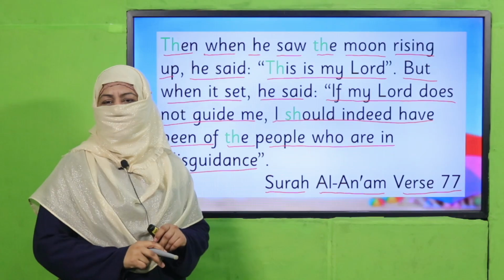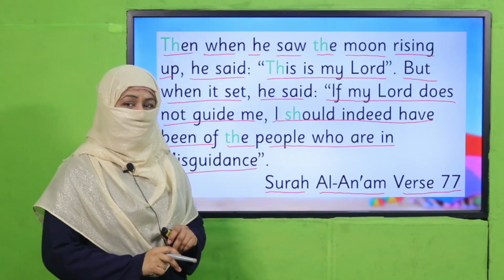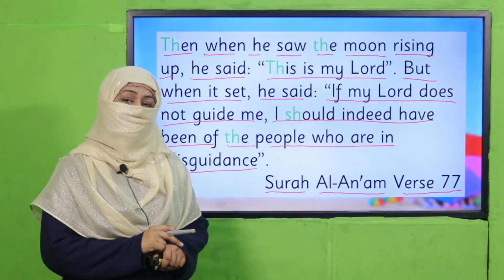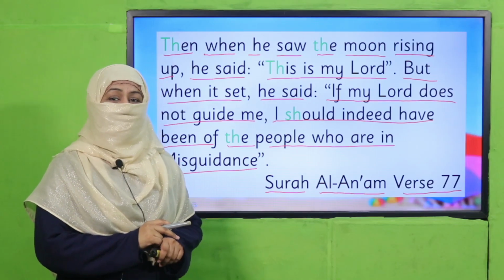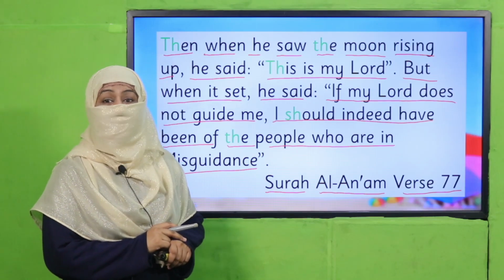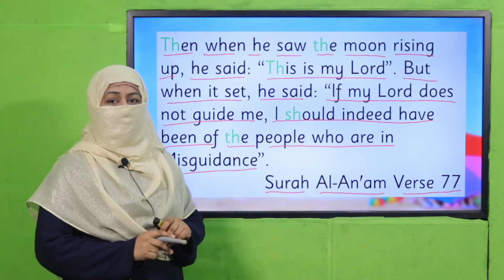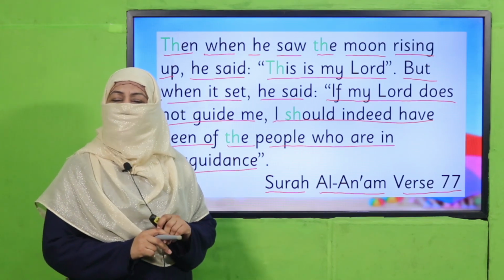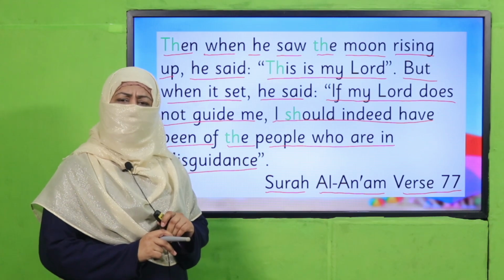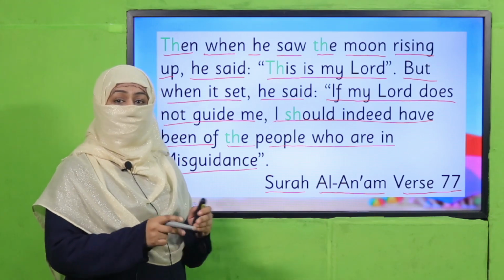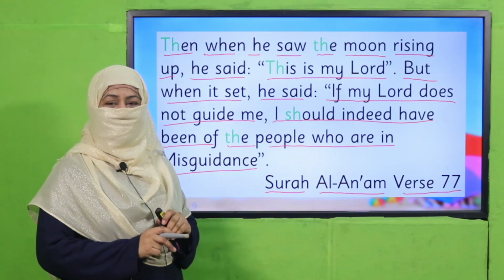Yes, my dear students, what this verse is telling us, who is the person about whom Allah subhanahu wa ta'ala is mentioning in Quran? Yes, it is the story of Prophet Ibrahim alayhi salam. Beta, when he looked at the moon and he was searching for Allah, he thought maybe this moon is shining, it's my Lord. But when in the morning the moon disappeared, he thought, no, it's not.